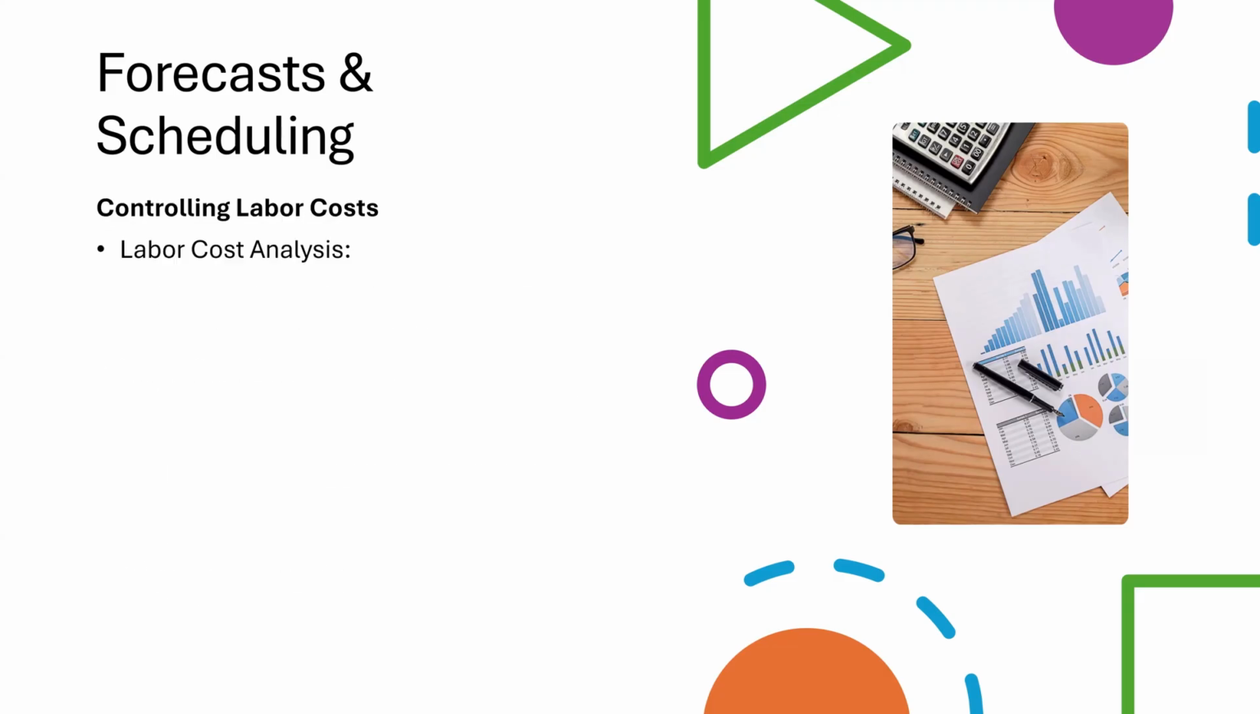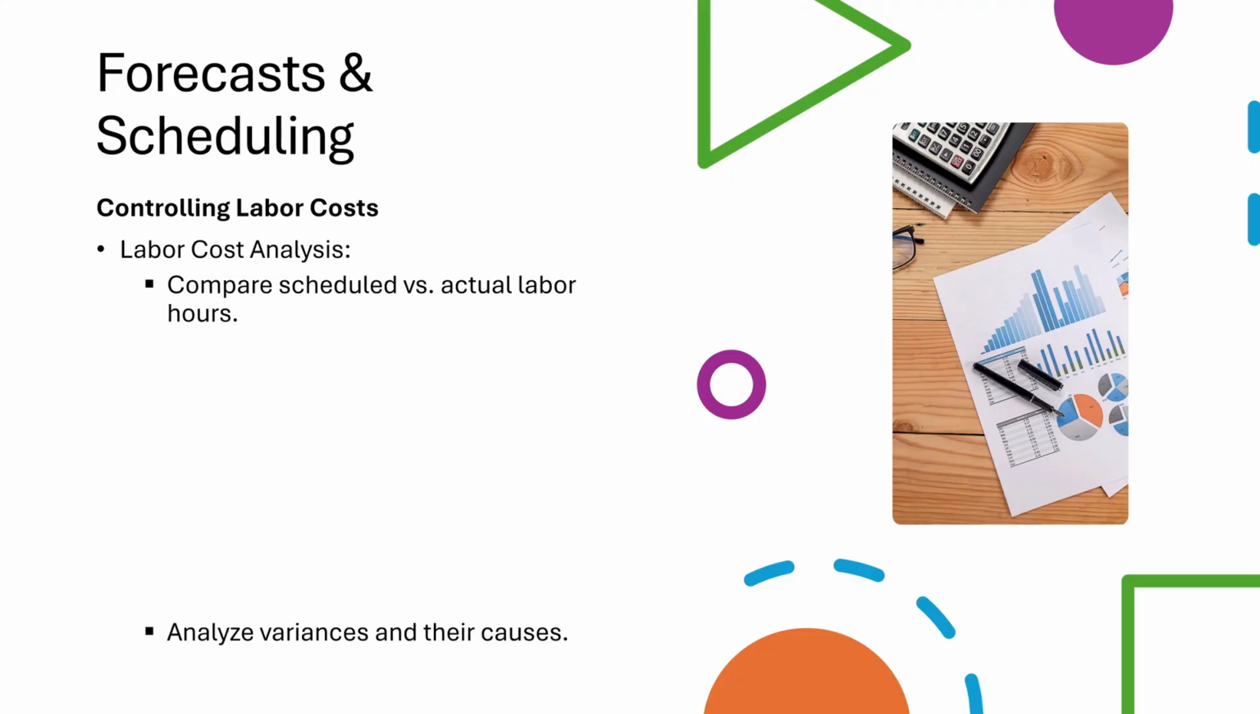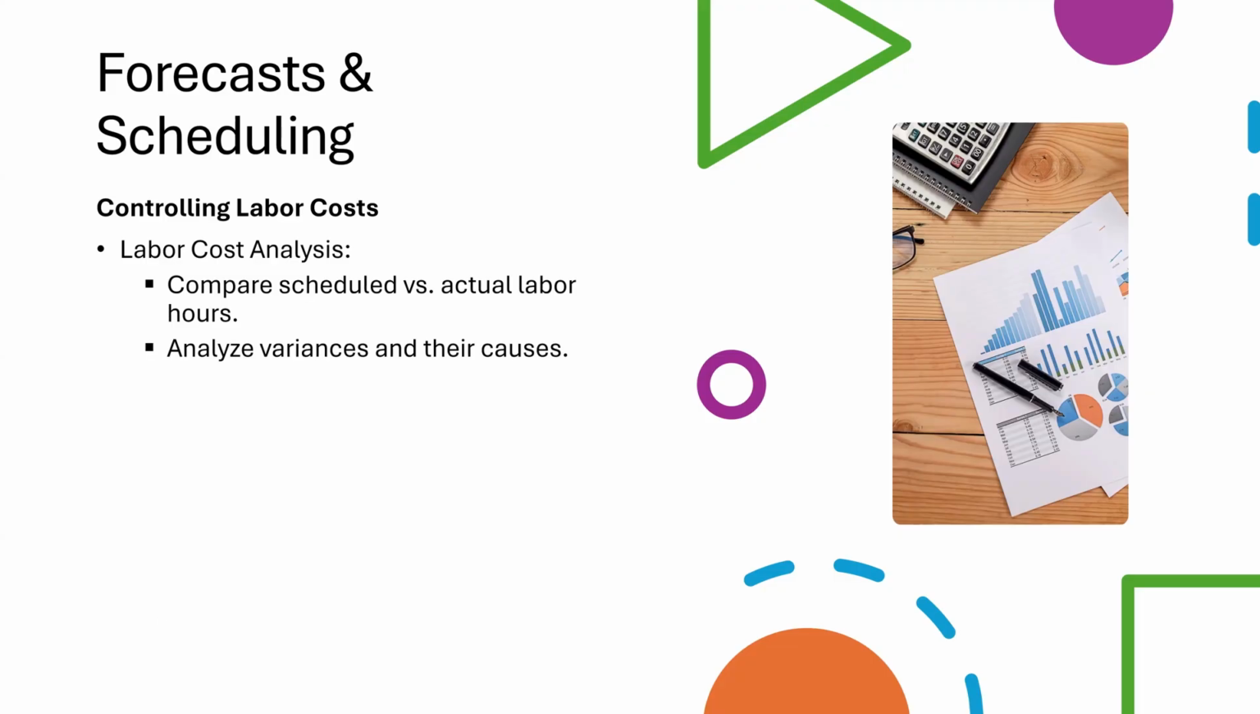To control labor costs, your labor cost analysis should include comparing scheduled versus actual labor hours to see how close you got to your budget, or maybe you went over. Analyze any differences and their causes. Could be just an error, but maybe somebody did something. So some examples of that would be equipment issues that came in and now you had to do some things manually that you didn't expect, or unexpected tasks causing extra hours.